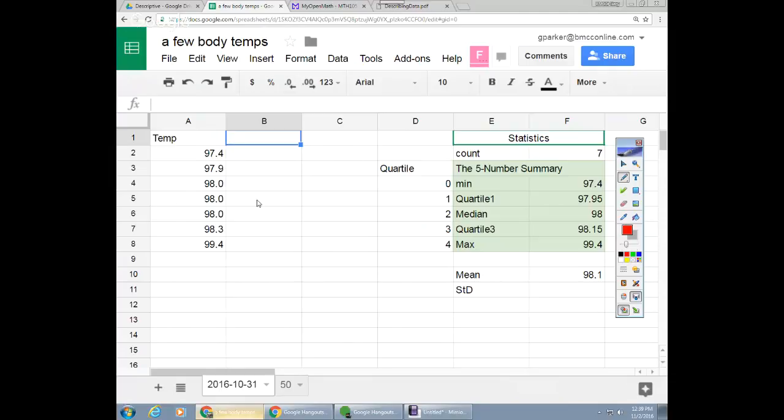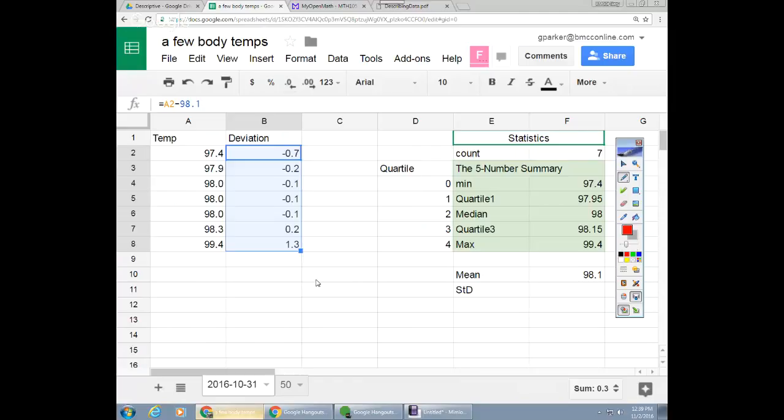Okay, so to calculate deviation, what you do is you just take the actual score, temperature, whatever it is, and you subtract from it the average. Oh, our average is 98.1, sorry. Okay. That's deviation. And so I just wrote a formula that I can then fill down and I can get everybody's deviation.